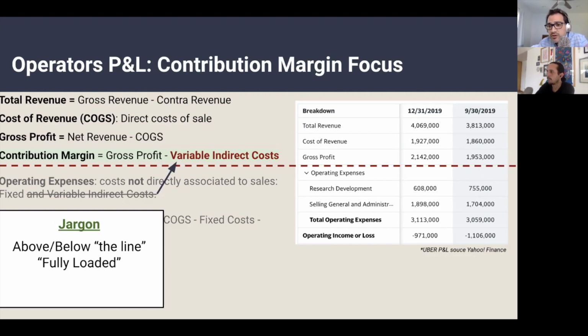Another term you're going to hear us talk about, and we'll say a lot, is fully loaded. Are those costs fully loaded? What we mean by fully loaded is: are all of the costs, every single thing associated with your revenue generation, really above the line? That would be fully loaded.